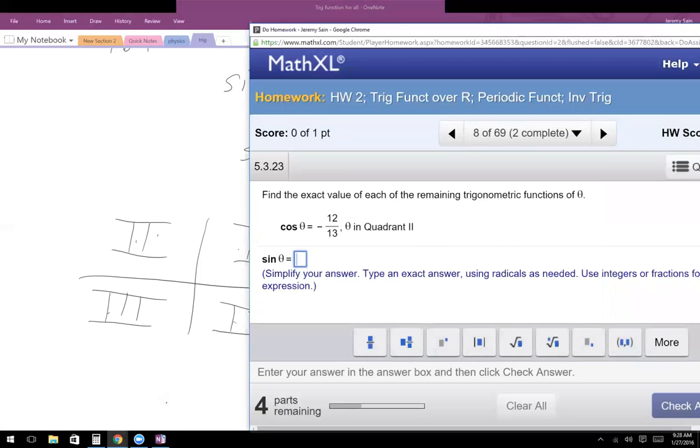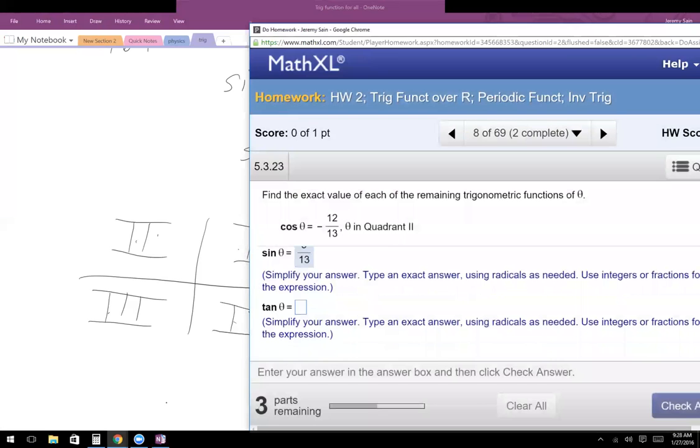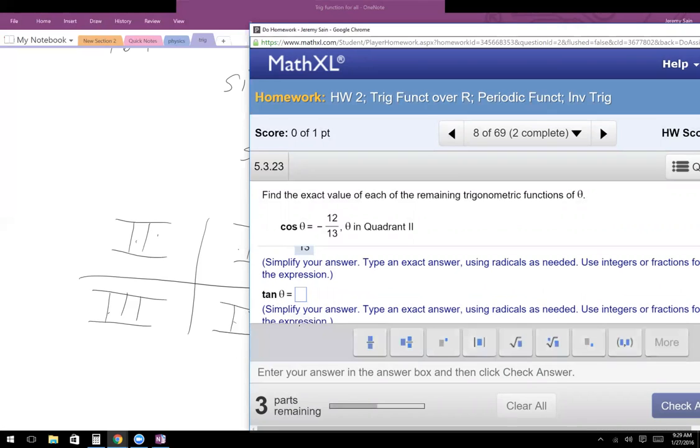All right, so sine of theta is 5 over 13. Cool. And then once we got those, the rest of them are easy because tangent is sine over cosine. So 5 over 13 over 12 over 13. The 13s are going to cancel. So you'll just have 5 over 12, and it's minus because cosine is negative.